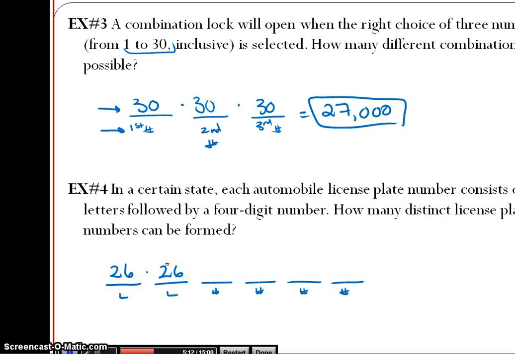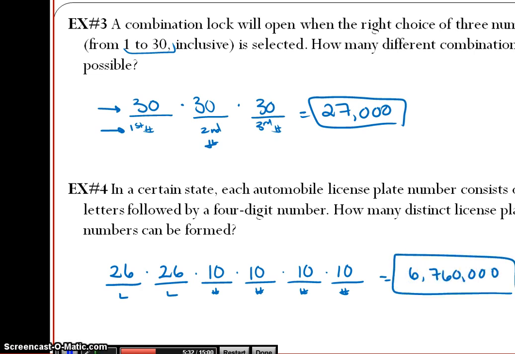So I have 26 choices for the second letter. And the number, well, there's 10 digits, 0 through 9, 10 digits, 10 digits, and 10 digits. And I multiply it all using the fundamental counting principle, and that's 6,760,000 different license plates. And this would be an example of permutations because order matters. The license plate AB1234 is different than license plate AB4321. The order in which they appear matters.